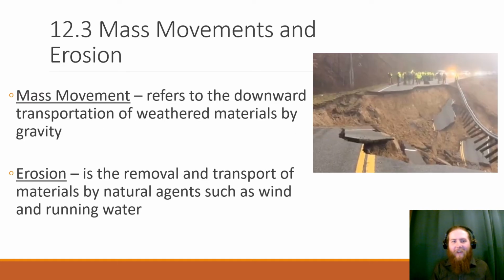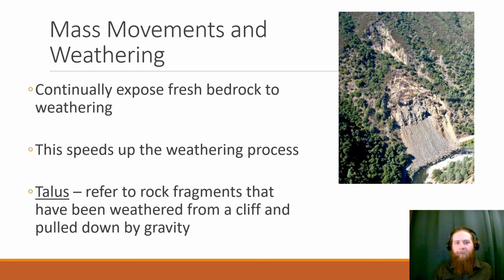All right, next we're going to talk about the mass movements and erosion. So mass movement is the downward transportation of weathered materials. And anytime things are moving downward, it's usually because they're pulled by gravity. And erosion is different than weathering, where weathering was the breakup of rock. Erosion is the removal and the transport of materials by natural agents, things such as water and wind.